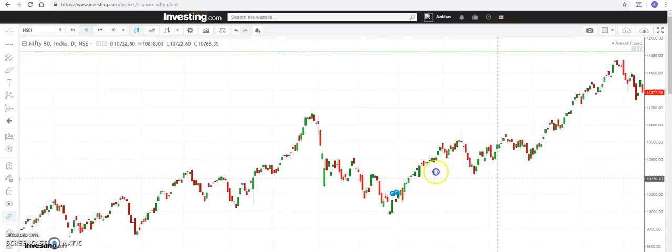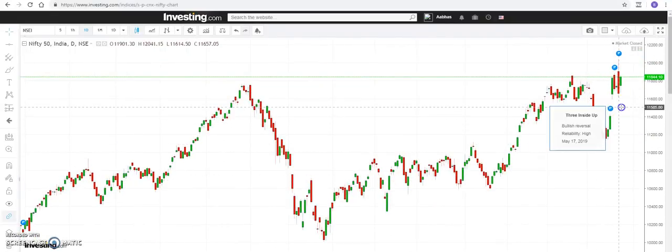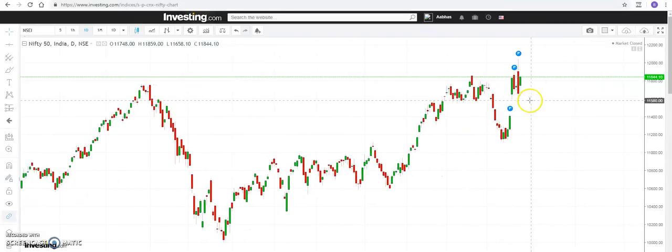Now, how can we use this at the current juncture? I'm just moving to the current. This is the high and low. So the low is around 11614 and the high is around 12041. So if this low, which is 11614, gets breached, you can see a fall of at least 500 points.